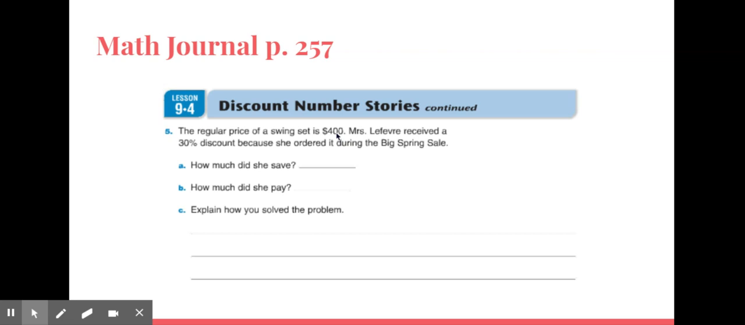20% off is $40 plus $40, which is $80. 30% is $40 plus $40 plus $40 equals $120. So her 30% discount is $120. That's how much she's going to save. So how much does she pay? Well, you take the original price, $400, minus the discount, $120. She's going to end up paying $280 for her new swing.